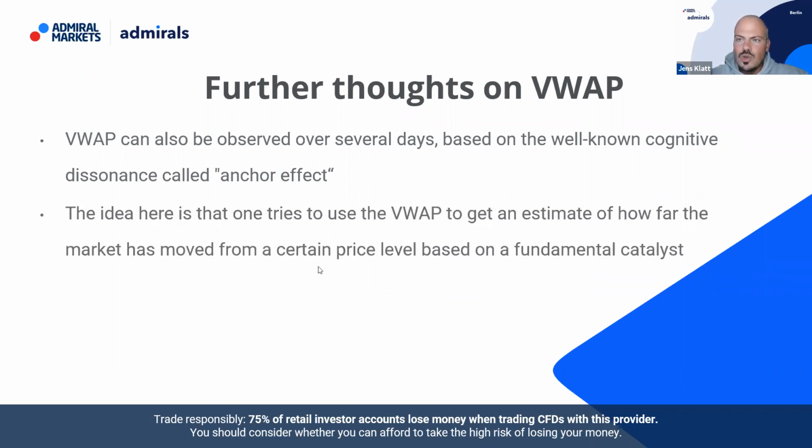And what we want to do now is, when we look at volume weighted average price, the volume weighted average price again gives us an idea of what price the market paid on average for trade XYZ. What we try to achieve here is to use VWAP to get an estimate of how far the market has moved from a certain price level based on a fundamental catalyst, whatever that fundamental catalyst might be.